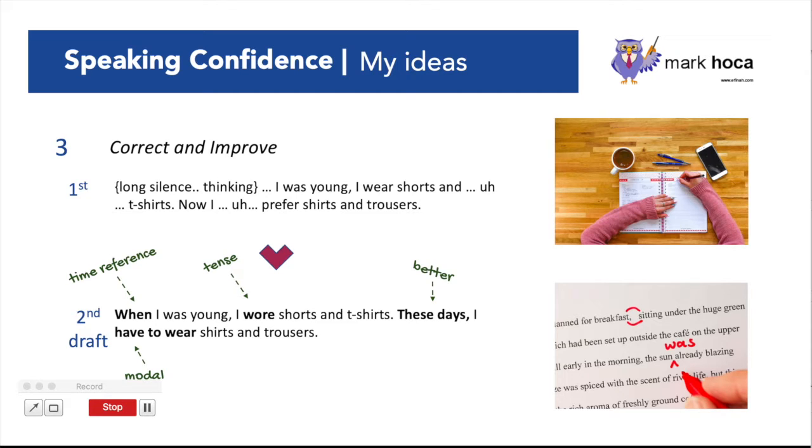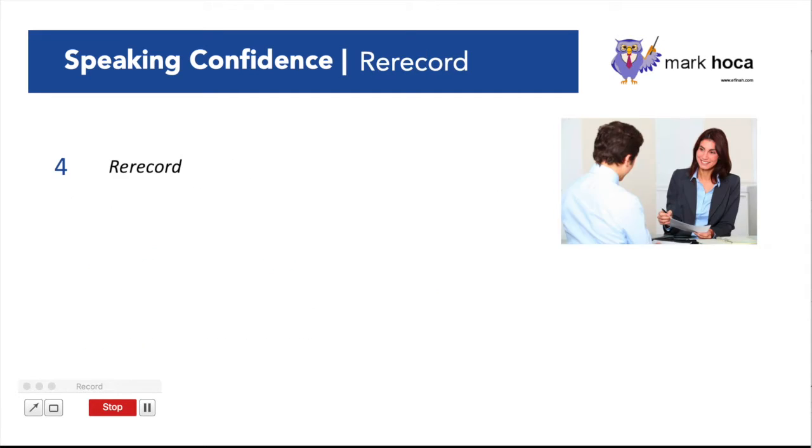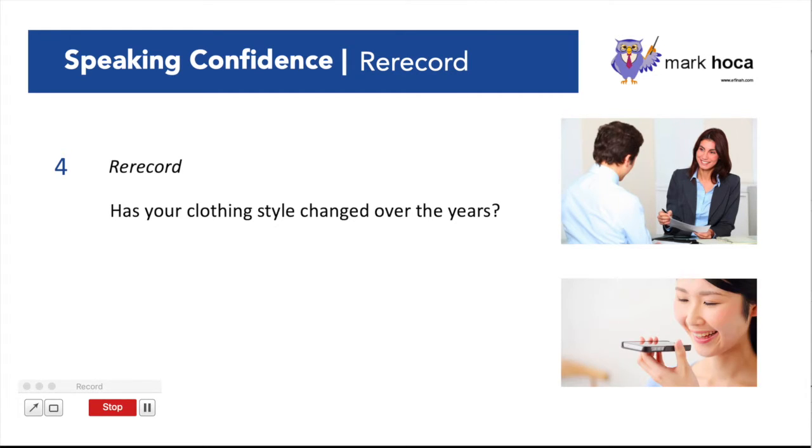But there's still a kind of a question for the person listening, isn't there? Why do I have to wear shirts and trousers? Anyway, next step, we're going to re-record our answer. Speak again and record again. So here's the question, how has your clothing style changed over the years? And here's my second attempt. Record.